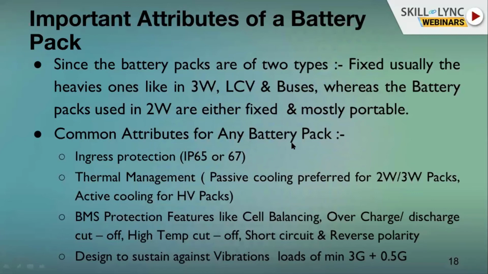So what are the common attributes for those battery packs? Ingress protection: it has to be protected against dust and water. So IP65 or IP67, it can go even higher as per the vehicle requirement. And then thermal management, as we discussed earlier: passive cooling, which is basically using thermal interface materials. It is used for two-wheelers and three-wheelers, because they cannot afford a cooling plate and a coolant. There's not much space there, and there are a lot of constraints.